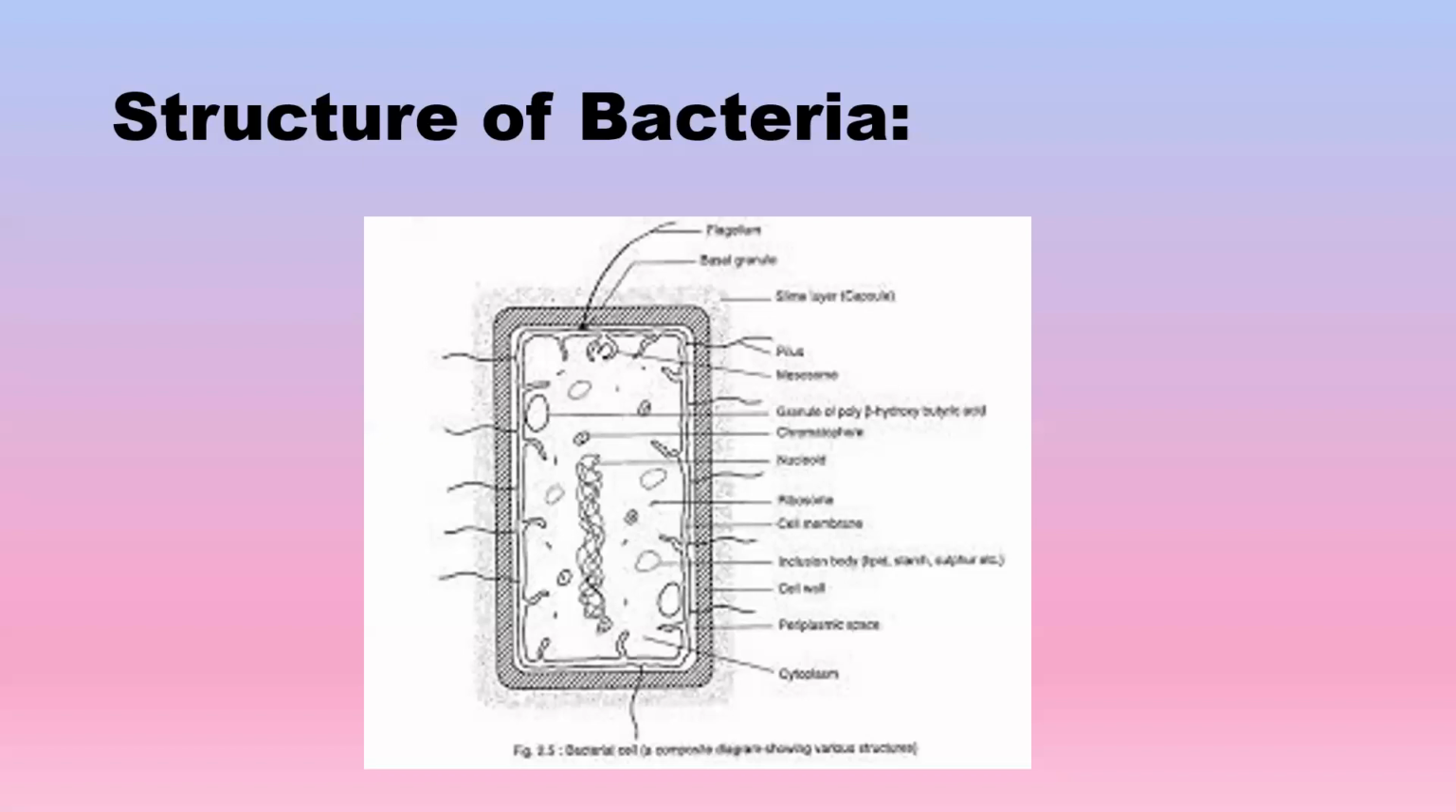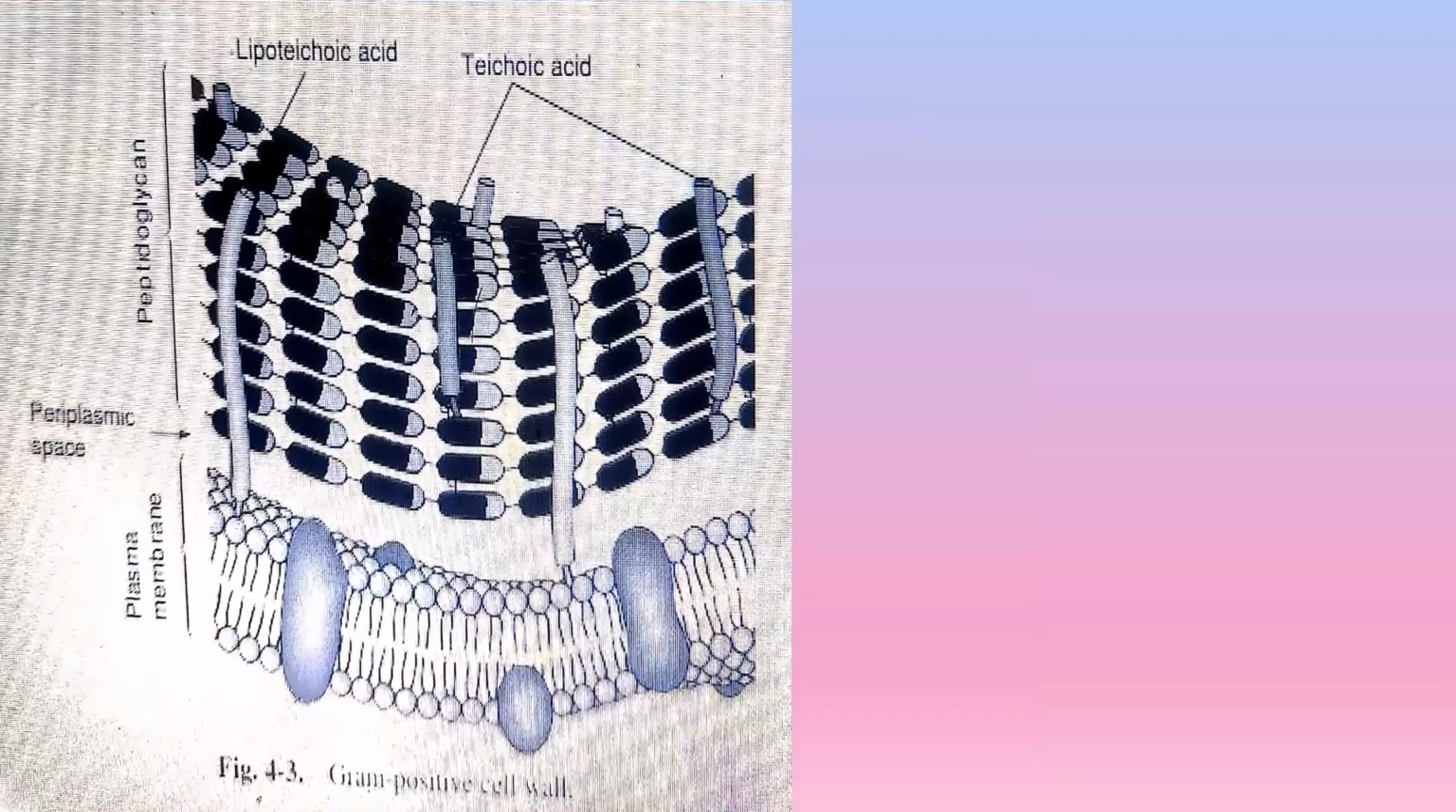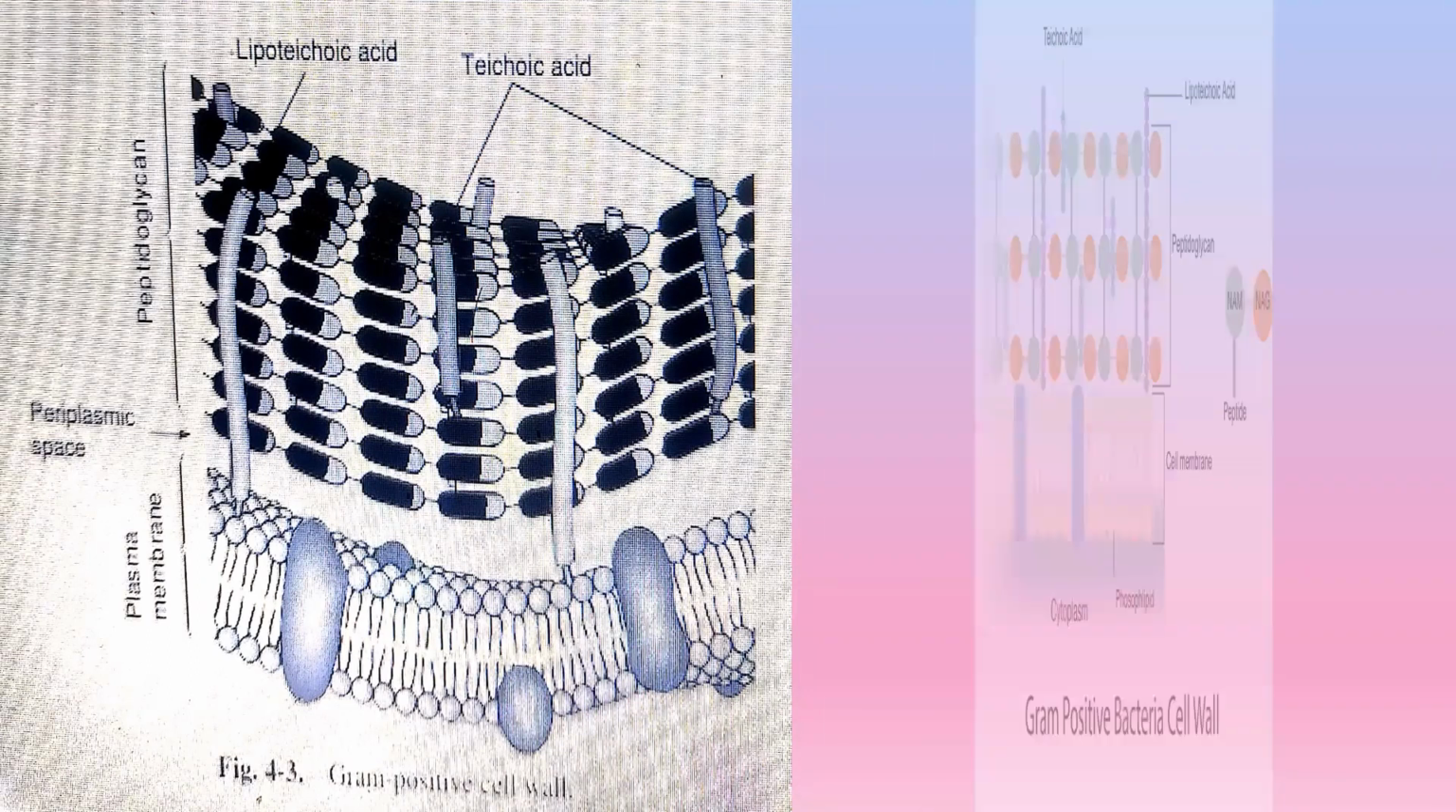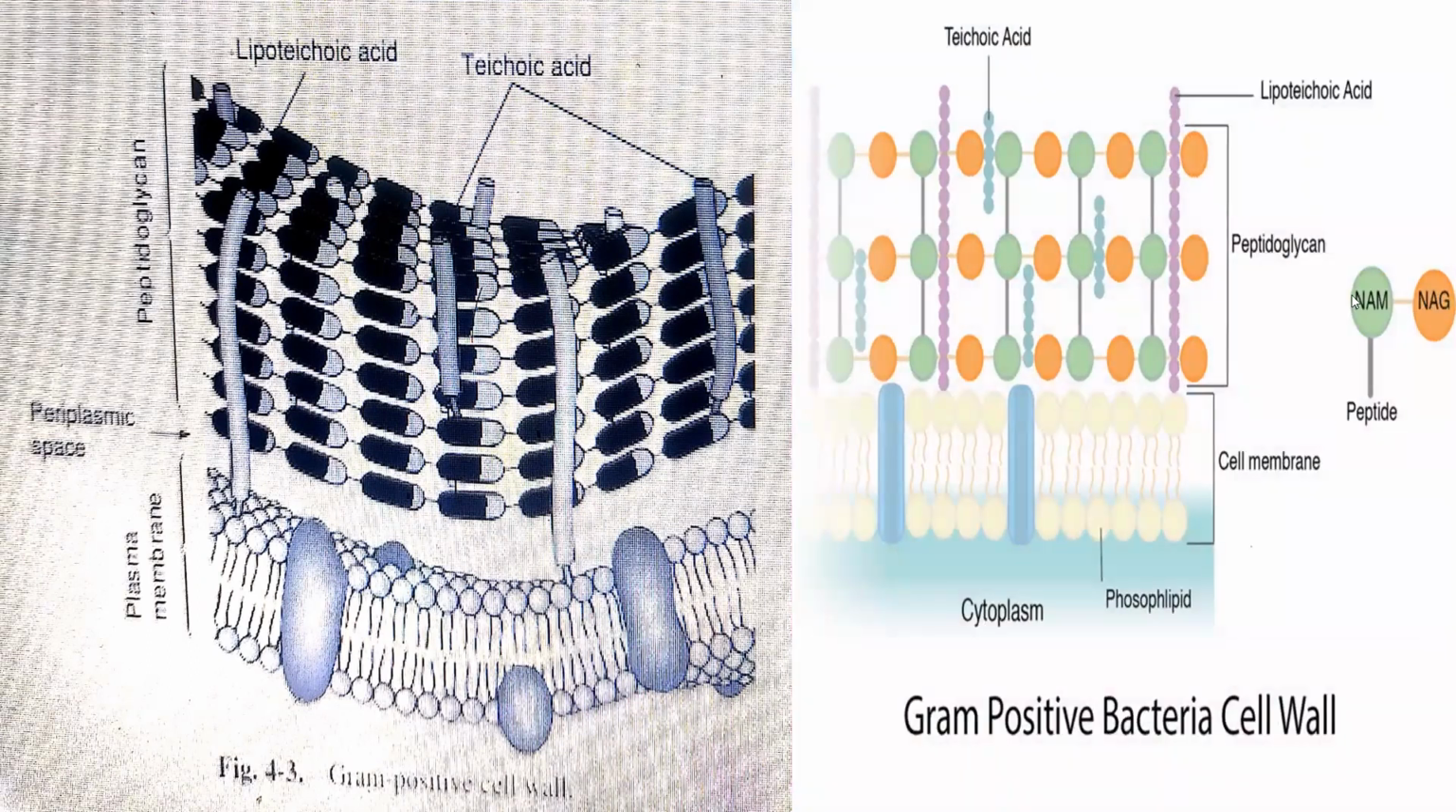These peptidoglycans, as you can see in the diagram, are made up of a combination of peptide bonds and carbohydrates. The carbohydrate will be either N-acetylmuramic acid or N-acetylglucosamine. N-acetylmuramic acid we represent by NAM, which is shown in green color here, and N-acetylglucosamine, NAG, is in orange color. So there is an alternating arrangement of NAG and NAM in peptidoglycans.